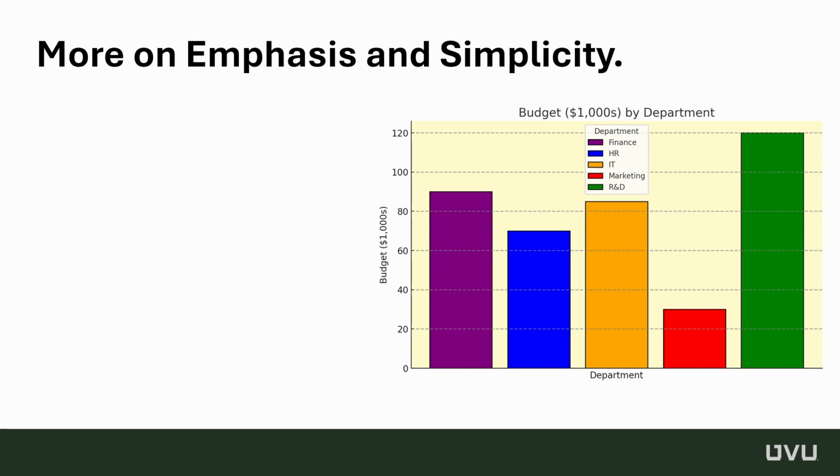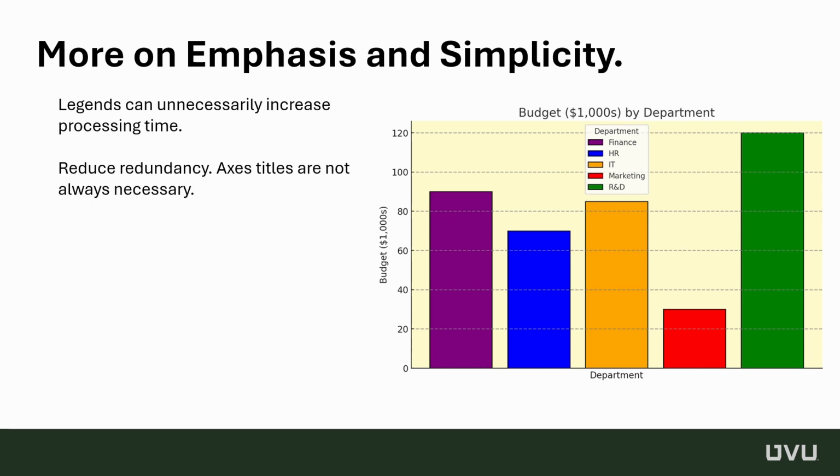Here are some things we could improve. First, the legend. It is completely unnecessary in this example. Just put the names of the departments next to the columns. Never include anything redundant in your visuals. There's no need to repeat department multiple times in this visual, and the y-axis title is completely unnecessary.